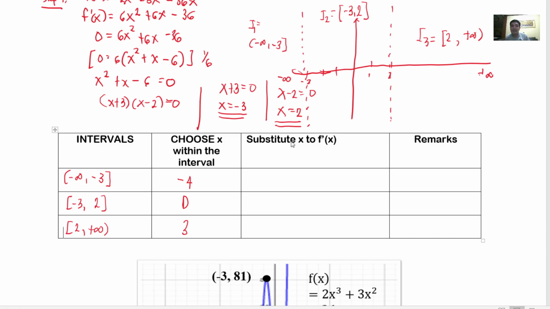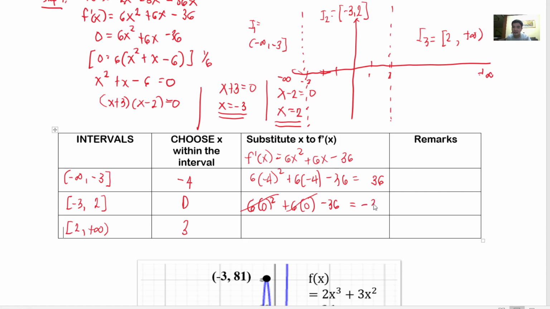And then we substitute the value of x to our f prime x. So, we have your f prime x is equal to 6x squared plus 6x minus 36. So, using your calculator, itong una is 6 times negative 4 squared plus 6 times negative 4 minus 36. And that is equal to, ano yung makukuha natin dyan, class? Okay, that will give us 36. Tama ba? Kindly double check ha. Next, 6 times 0 squared plus 6 times 0 minus 36. So, ito cancel na to, ito cancel na to. Ano ang maiiwan? Negative 36.